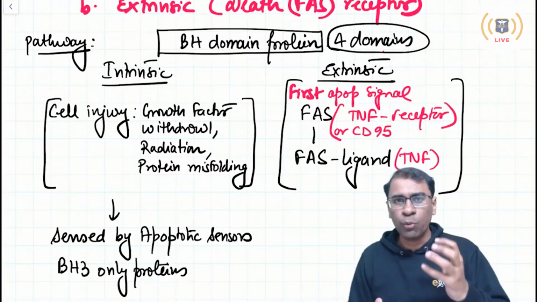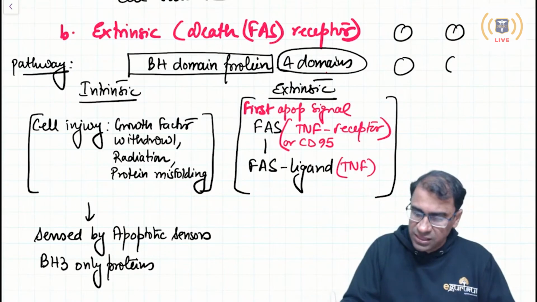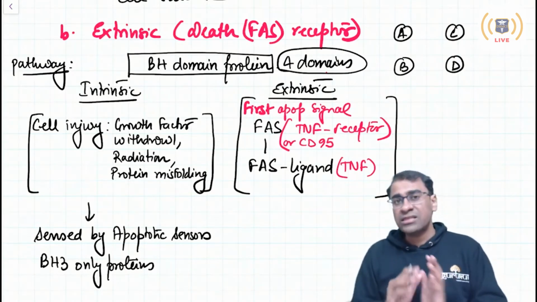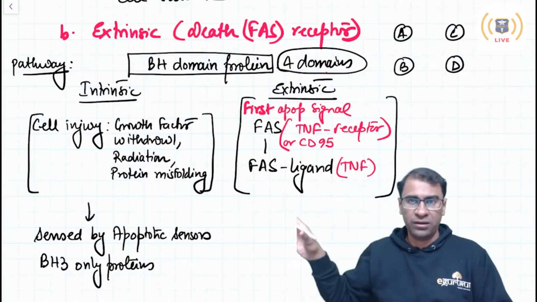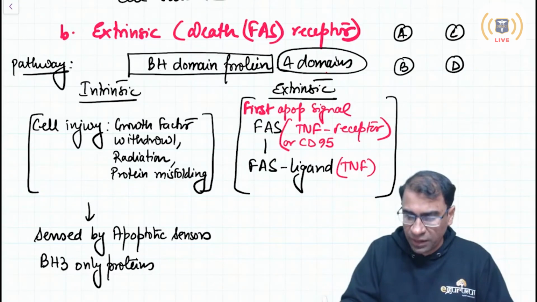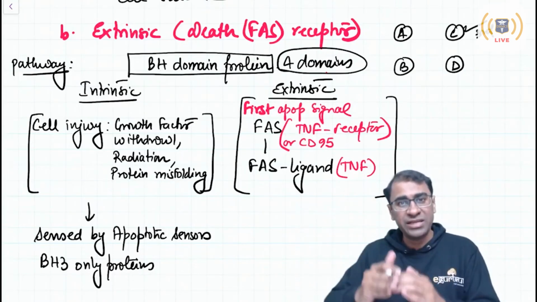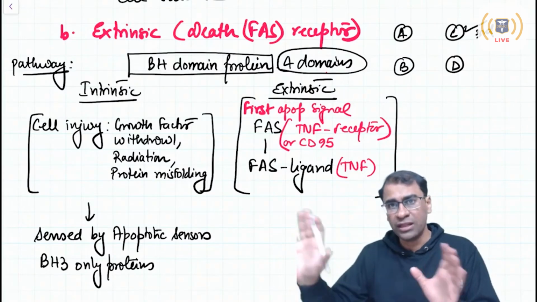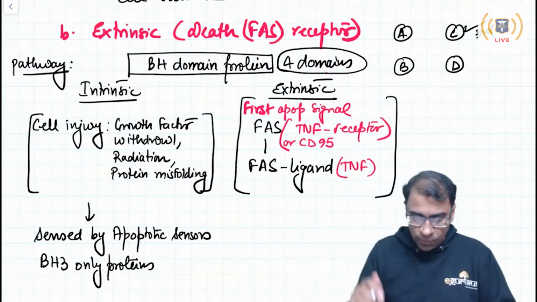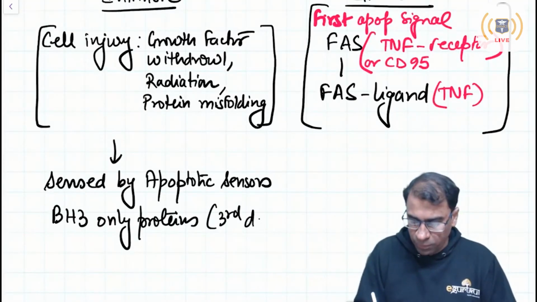What is a domain? A domain is a structure like A, B, C, D. Domain A, domain B, domain C, domain D. Some proteins have all 4 domains, so we'll call it a BH domain protein. Some of them have only the third domain, so we'll call it a BH3 only protein. This is how they are named.